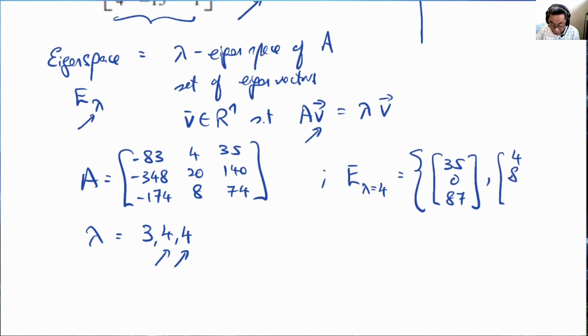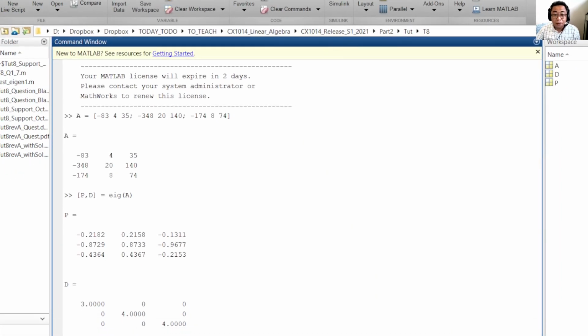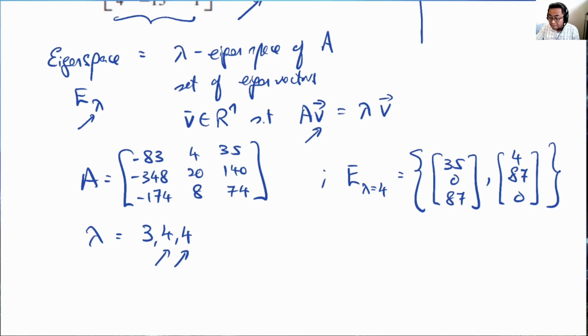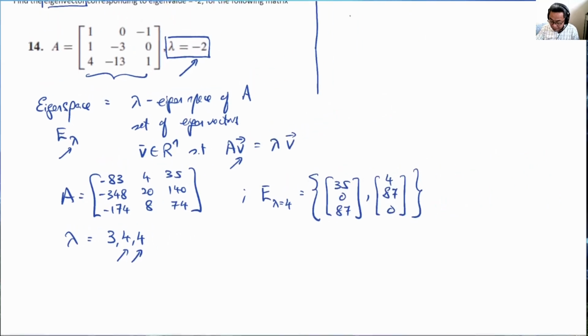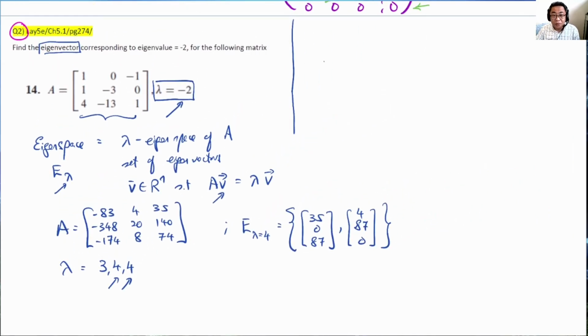Of course, in MATLAB, if you put it up, you will see the scaled version of this. So I will show you what MATLAB does now. Over here, this is the matrix A that I have added, and then I use P for the eigenvectors, D for the eigenvalues. EIG is the eigendecomposition by MATLAB. We get P equals these three columns, which are the eigenvectors, and 3, 4, 4 showing the eigenvalues. So in short, you must be careful that there might be more than one eigenvector corresponding to one eigenvalue.